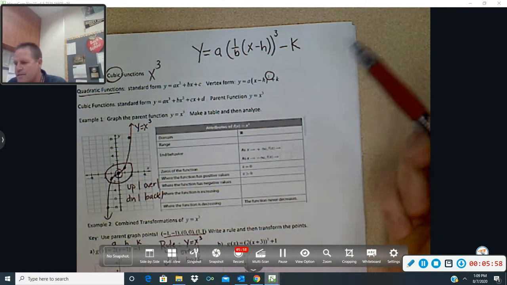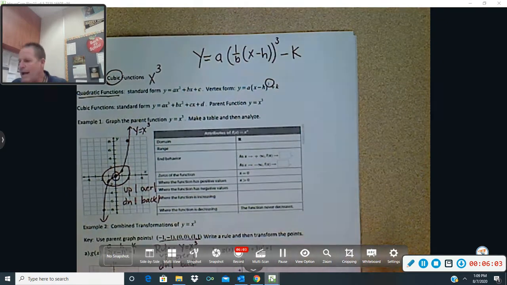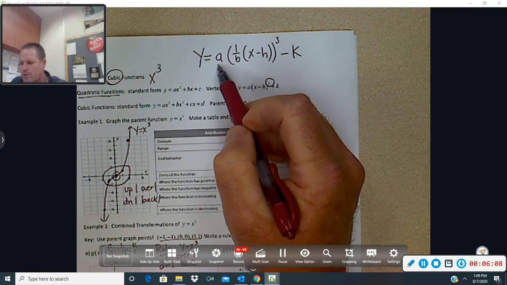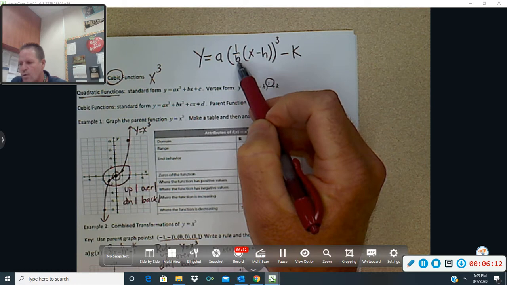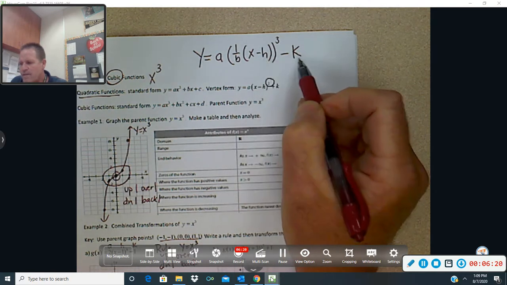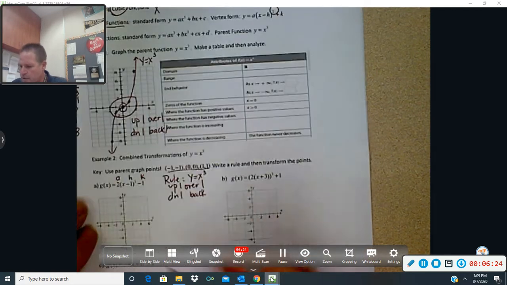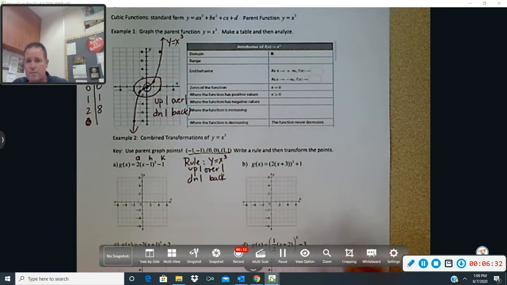So we saw this in the first lesson, this A, B, H, K idea, and how to transform using that. Remember, A was a vertical stretch or compression and a reflection across the X. 1 over B was a horizontal stretch or compression and a reflection over the Y. The H is a right-left. The K is an up-down. Okay? So here's what I'm going to do with this. Get your best mindset on this so that you have a chance to understand, especially when we get together.